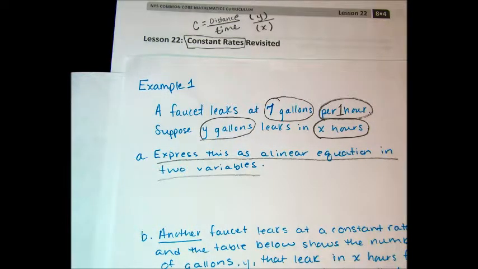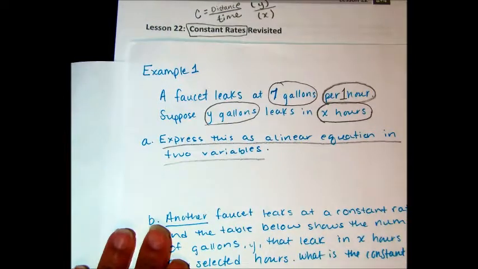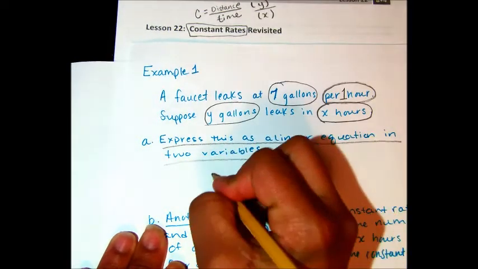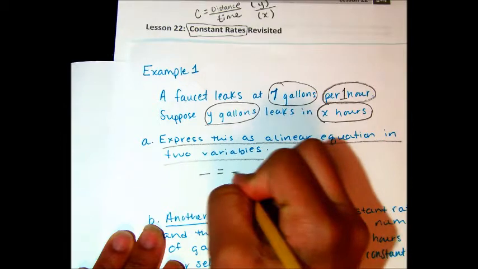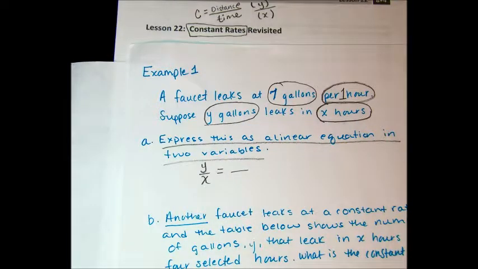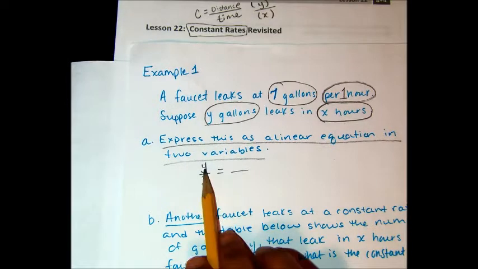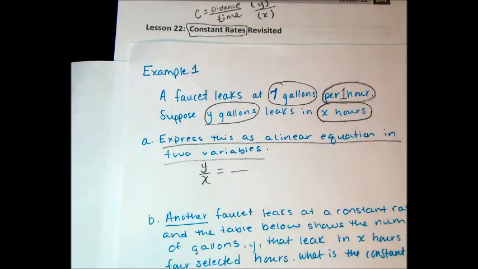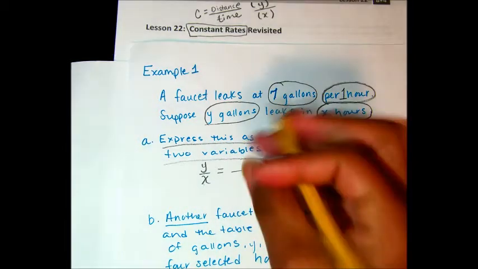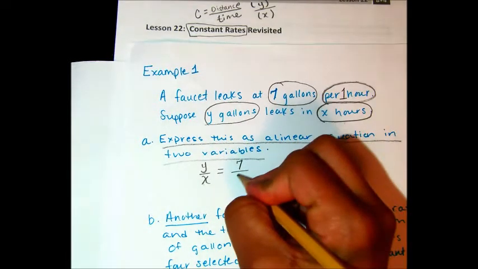If you recall from previous lessons, whenever we want to write a linear equation in two variables, we always create a proportion. So if we say the leak began at 6 a.m., and the total number of gallons leaked over the new time interval from 6 is x hours, then we know the average rate of the leak is y over x. So we're going to start the left side of our equation with y over x. We know that the faucet leaks at a constant rate, and we should have been given that constant rate. That constant rate is 7 gallons per hour.